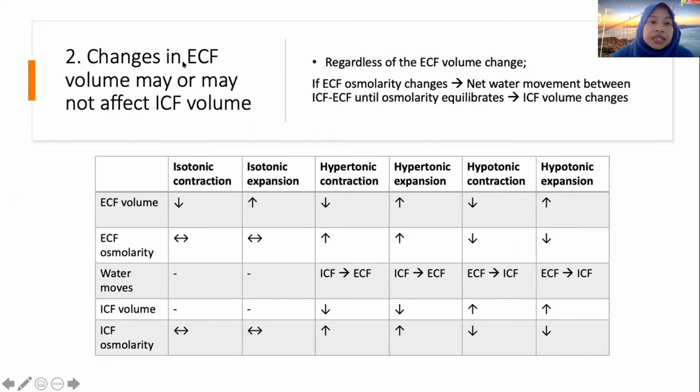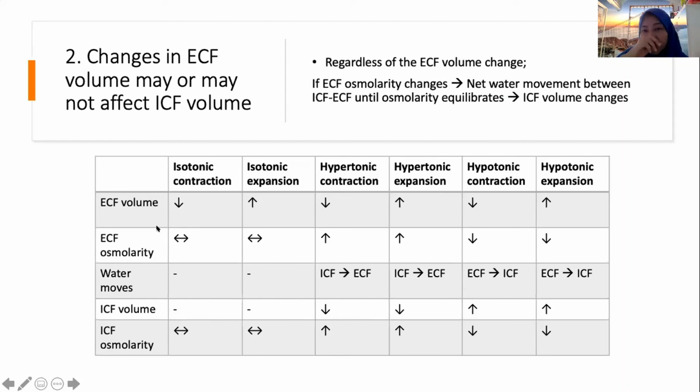Rule number 2 is that the changes in ECF volume may or may not affect the ICF volume. As I mentioned before, the changes in the ICF volume really depend on whether there are any changes to the ECF osmolarity. So if the osmolarity in the ECF does not change, there will be no net water movement and no change in the volume and osmolarity of the intracellular fluid. But in other types of disturbances, there will be changes in the ECF osmolarity, which changes the net movement of water, which will then change the volume and also the osmolarity of the intracellular fluid.